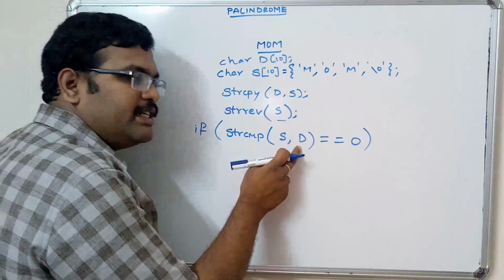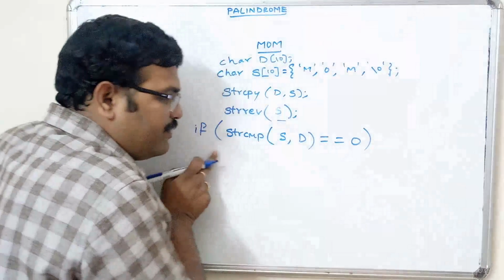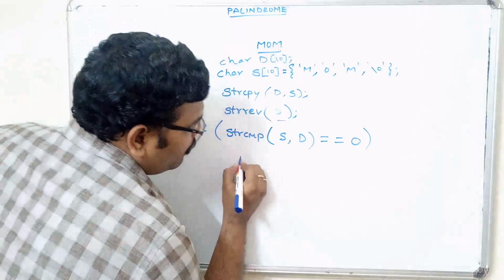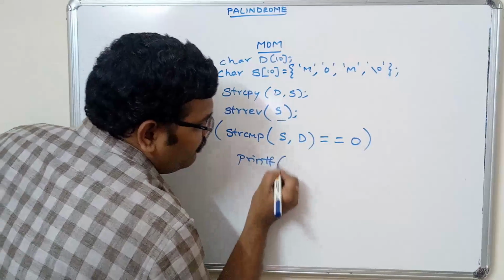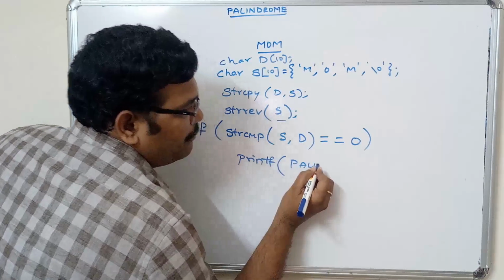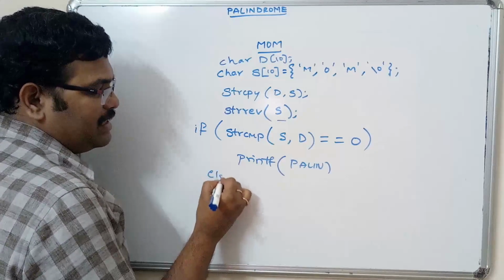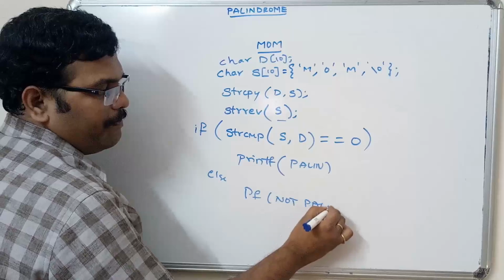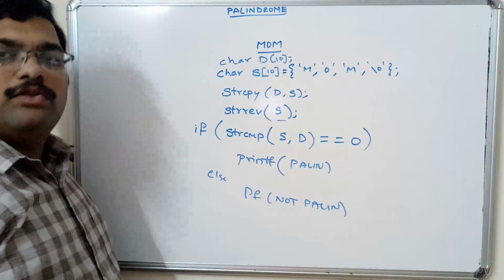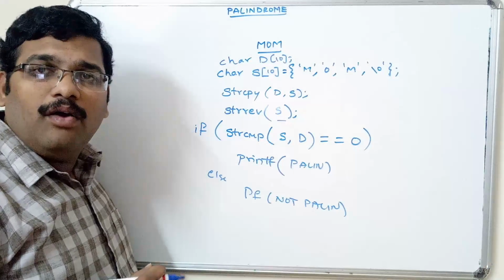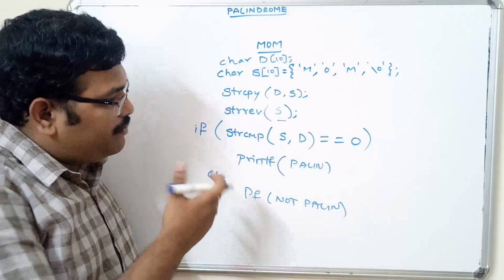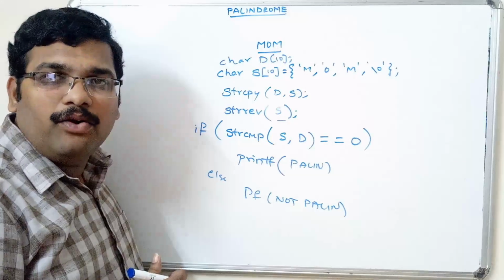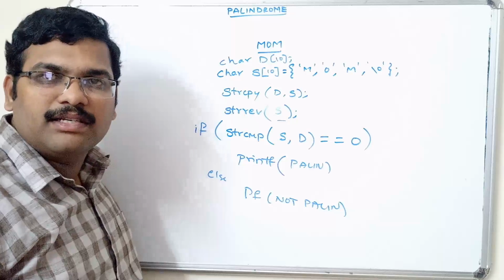So we can directly apply this condition: string compare source destination is equal to 0. If this condition is true, automatically we can say printf palindrome. Else it is not a palindrome. So this is one way we can find that the given string is a palindrome, by using the string handling functions.